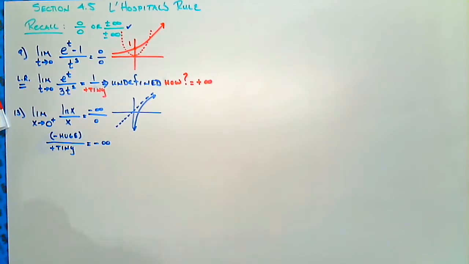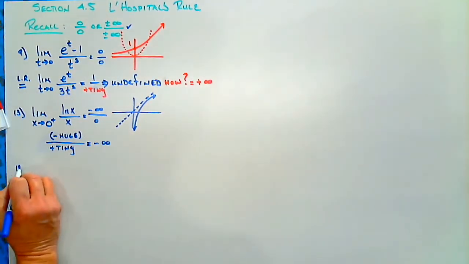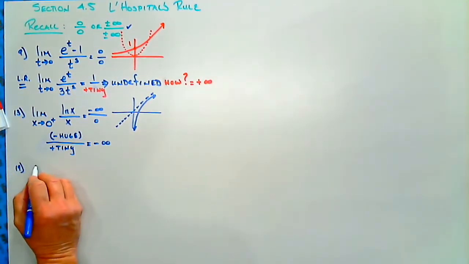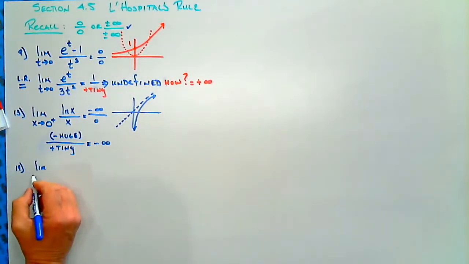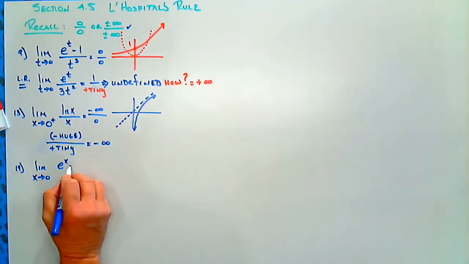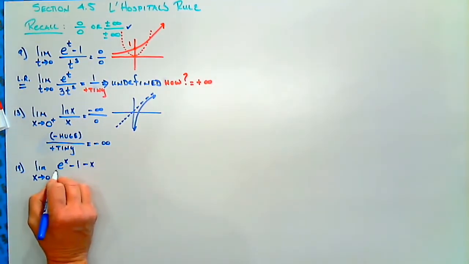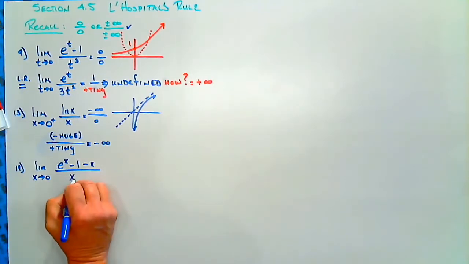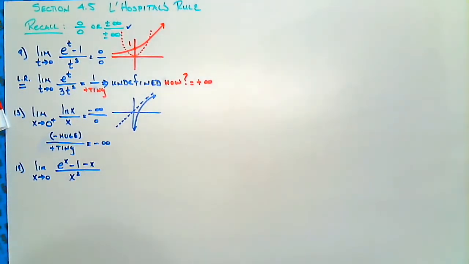Let's do problem 19. Okay, what do we have here? We have the limit as x approaches 0 of e to the x minus 1 minus x, all divided by x squared. With every limit problem, the very first thing we always do, of course, is try to plug the number in and see what we get.